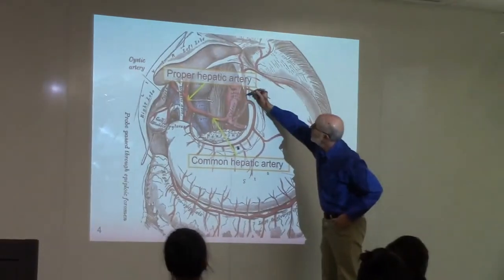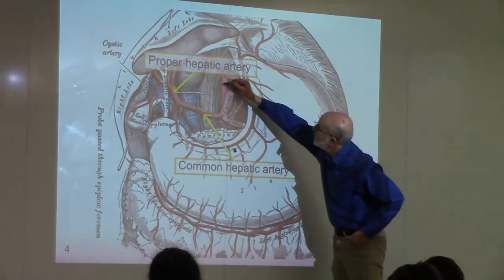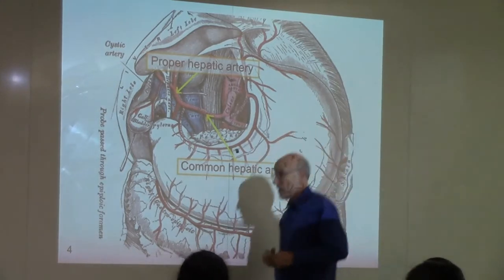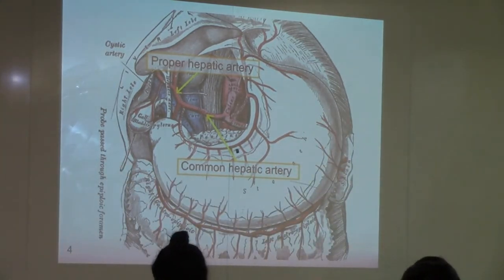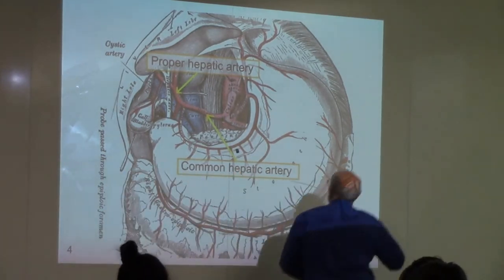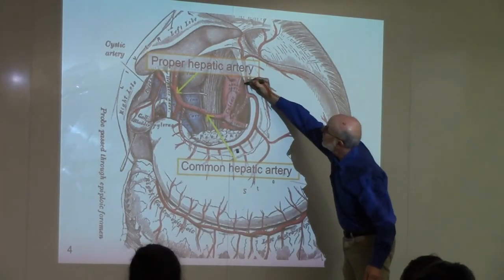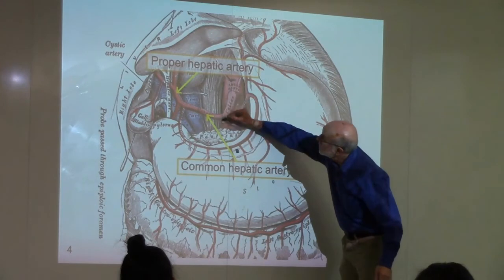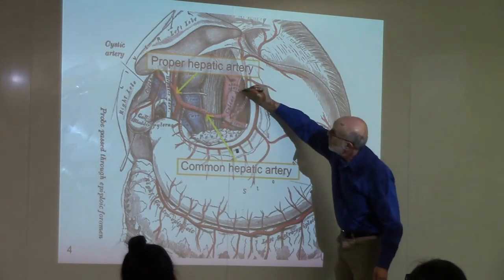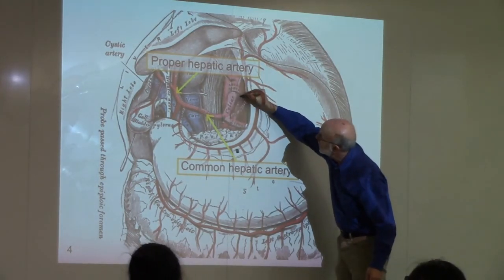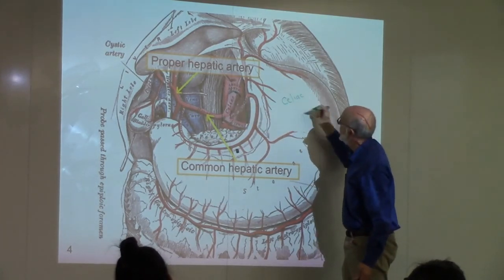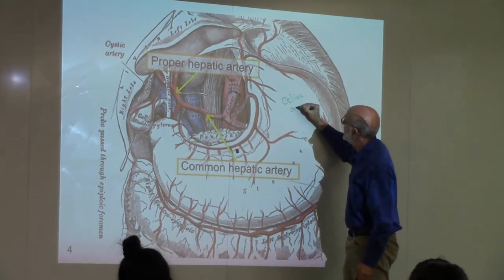Okay, so here is the abdominal aorta. It's labeled there, but you may not be able to read it. Okay, so this is the abdominal aorta here. And coming off of the abdominal aorta are a number of arteries, but the one that we want to focus on is this one here, the celiac artery or celiac trunk. Let's just call it the celiac artery.